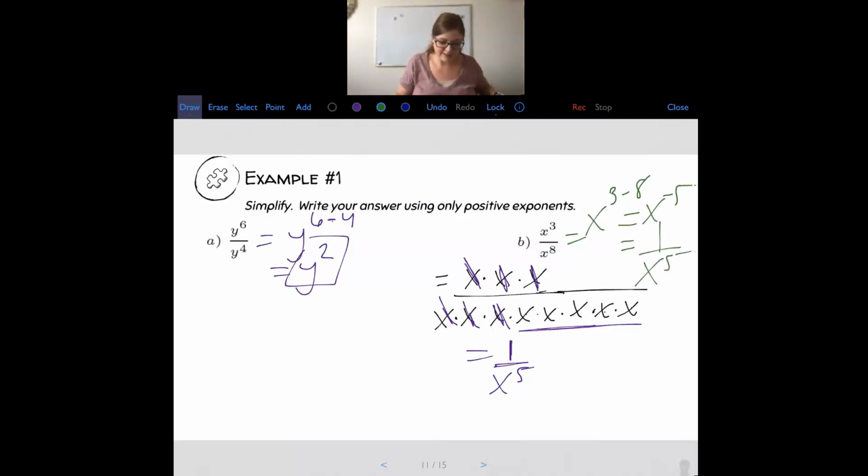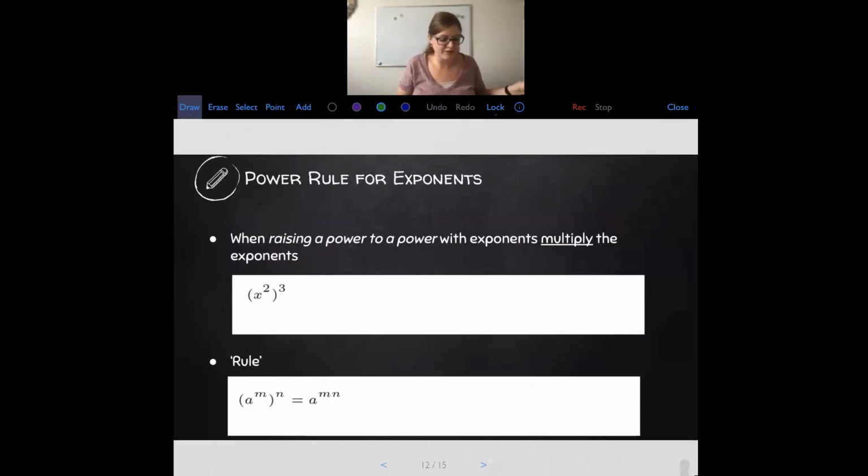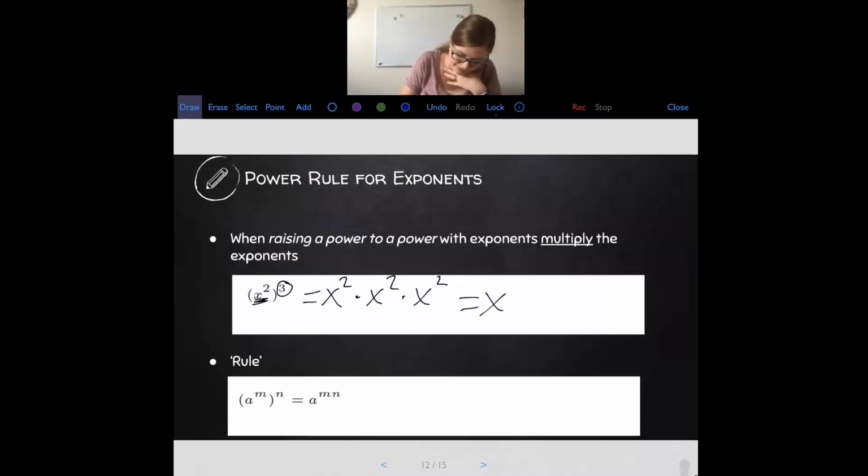Okay. The last thing that we're going to talk about is the power rule for exponents. So raising a power to a power with exponents, we multiply the exponents. Okay, and again, I'm going to show you what this looks like. So x to the second is what our base is, and 3 is our exponent. So this is x to the second multiplied by itself 3 times. We just talked about multiplying, or the product rule, so this would be x to the 6th, okay? 2 plus 2 is 4, plus another 2 is 6, or we get that from doing 3 times 2.